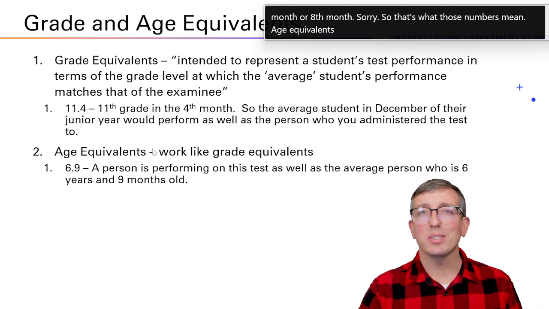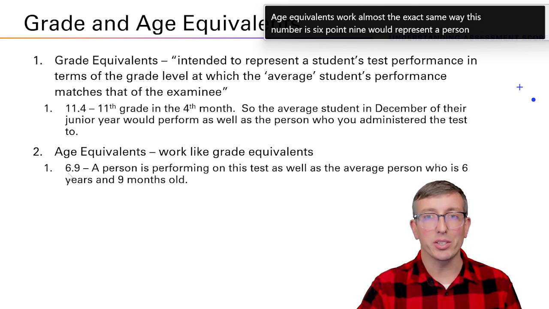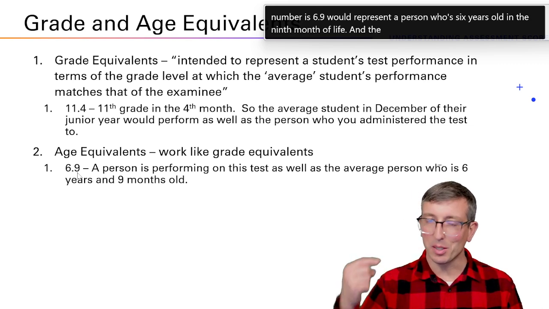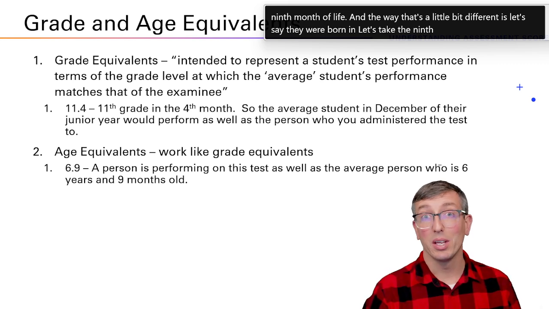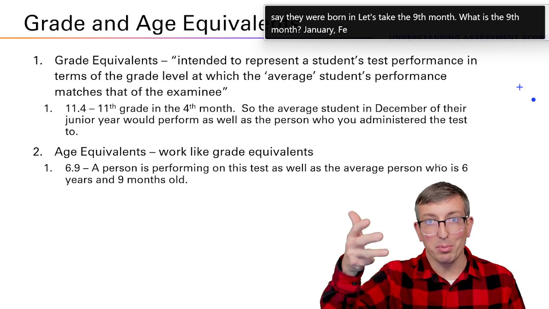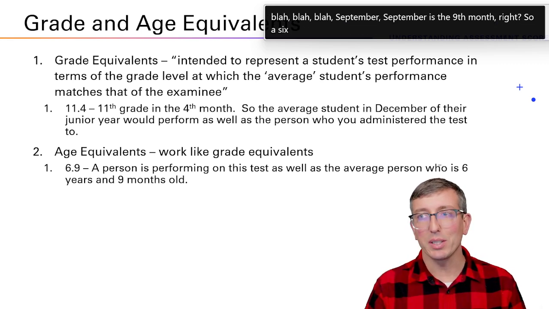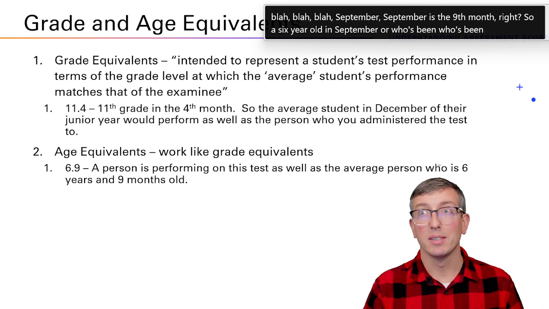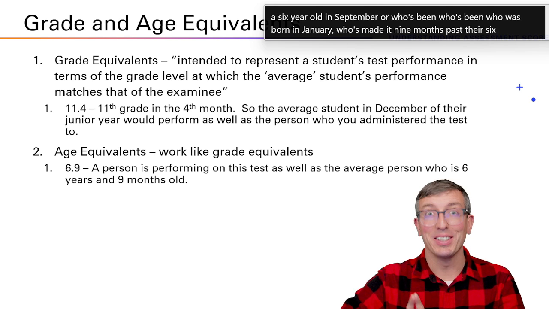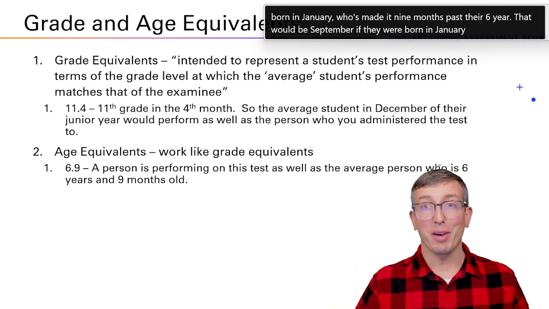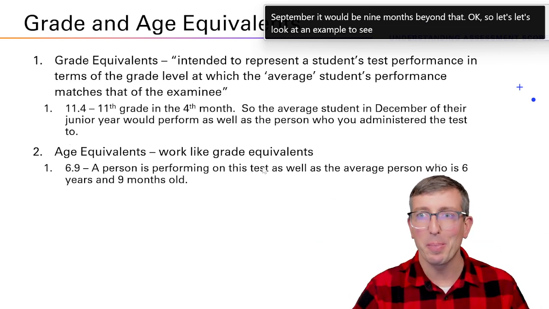Age equivalents work almost the exact same way. This number 6.9 would represent a person who's 6 years old in the 9th month of life. The way that's a little bit different is, let's take the 9th month. Well, what is the 9th month? January, February, March, April, May, June, July, and so on. September. September is the 9th month, right? So a 6-year-old who was born in January and has made it 9 months past their 6th year, that would be September. If I was born in September, it would be 9 months beyond that. Okay, so let's look at an example to see what that means.